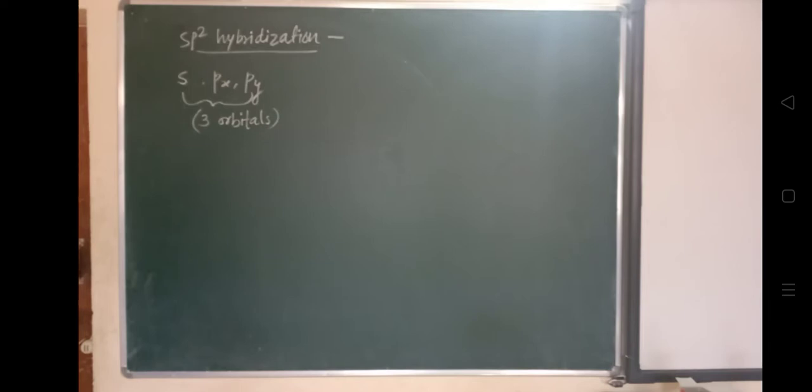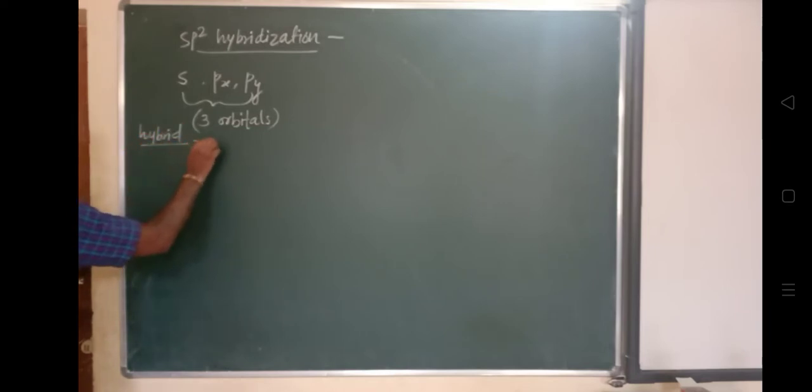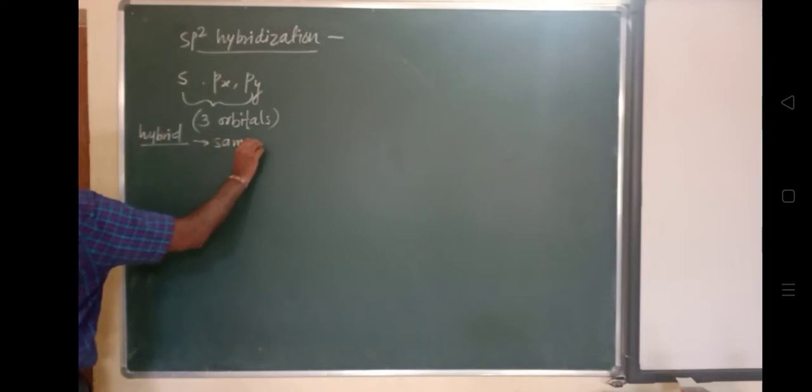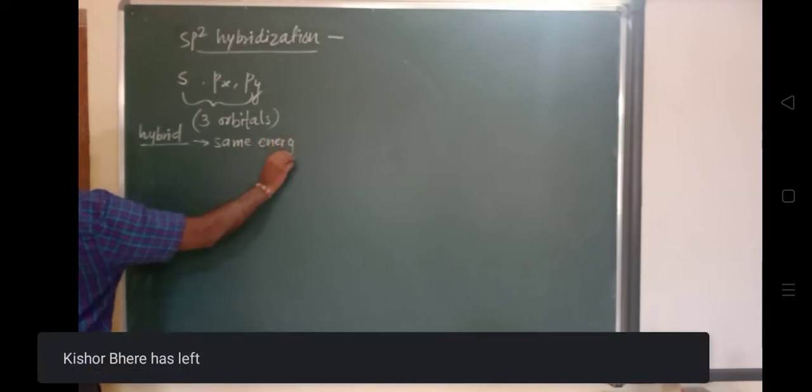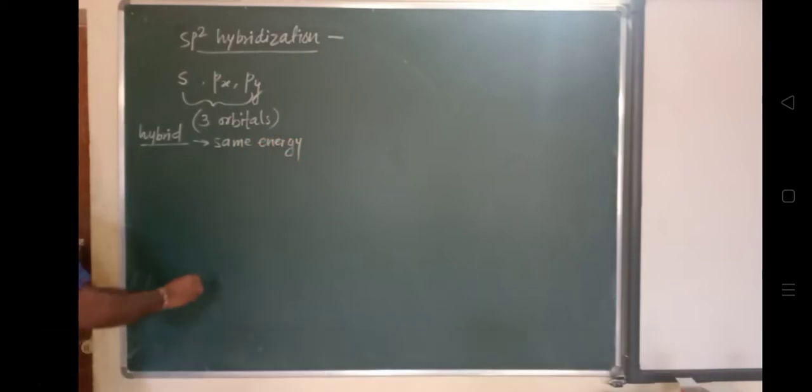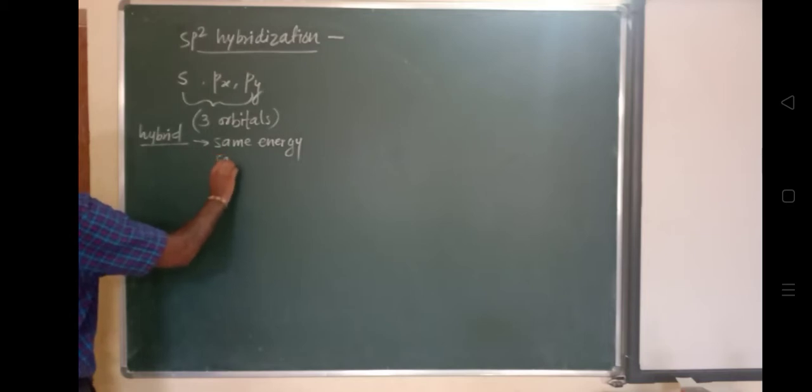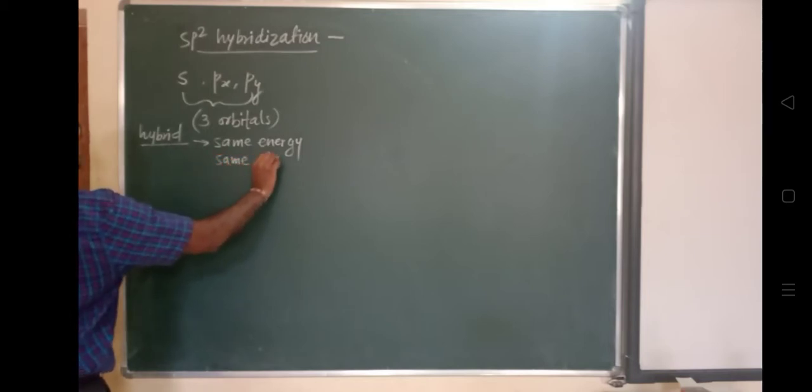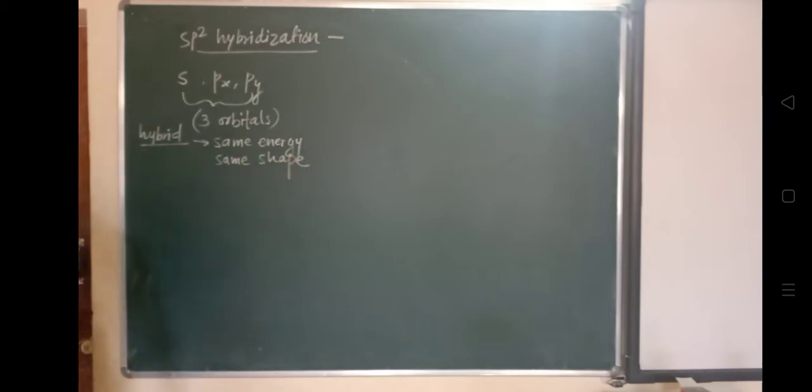It involves the mixing of one s and two p orbitals to give 3 sp2 hybrid orbitals of the same energy and shape. Whatever hybrid orbitals form will be of the same energy and the same shape. This is the general phenomenon of any hybridization of orbitals.